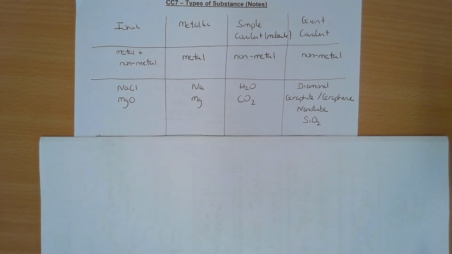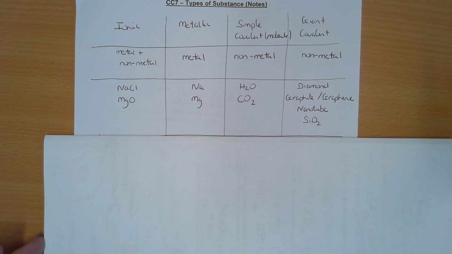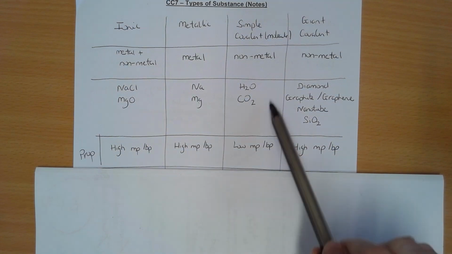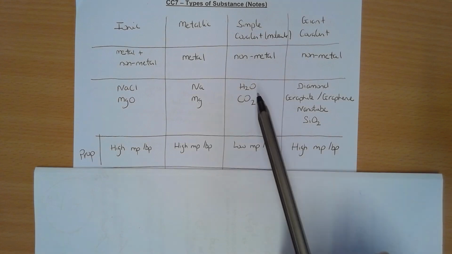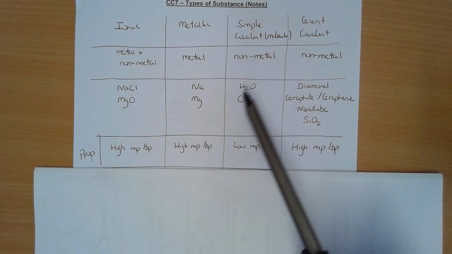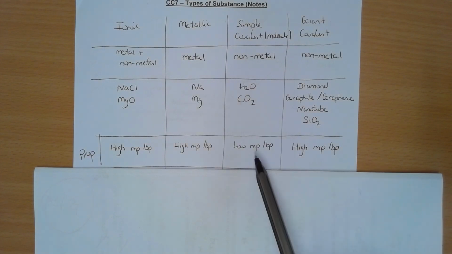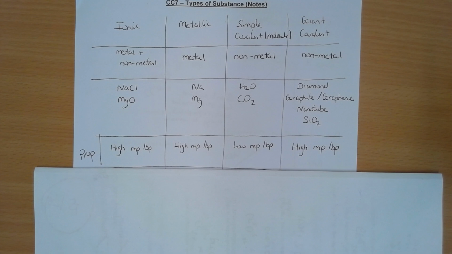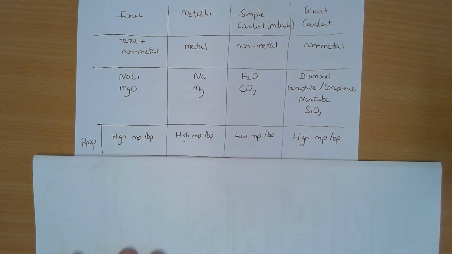So properties, we're typically talking about melting point and boiling point, alright? I've abbreviated it to MP and BP, but you can see they've all got high melting and boiling points apart from those that are simple covalent. And if you look at the examples, that should make sense. We know water is liquid at room temperature. Carbon dioxide is a gas, whereas your metals are solid. Diamond is solid. So these have a lower melting and boiling point, but they're the only ones with a low melting and boiling point. So if you learn that the simple covalent have low melting and boiling point, you can just remember that every other category is high.